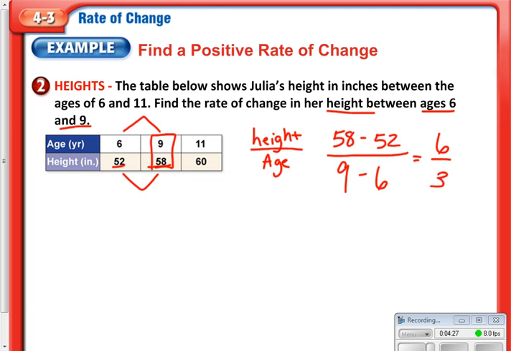So basically what our rate is talking about here is we have 6 inches in 3 years. The height was in inches, so we grow 6 inches in 3 years. Now we'd want to reduce this here, 6 over 3 would reduce to basically 2 inches per year. Inches, year, so 2 inches per year would be our positive rate of change.